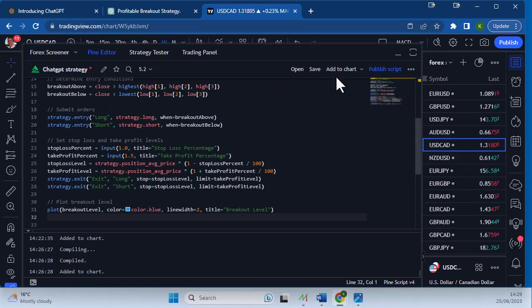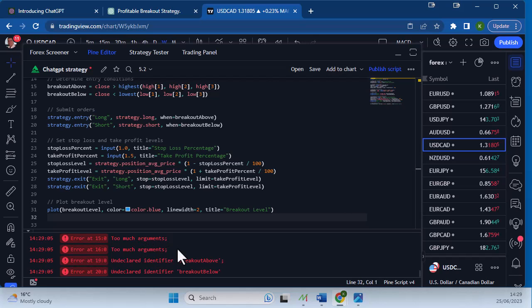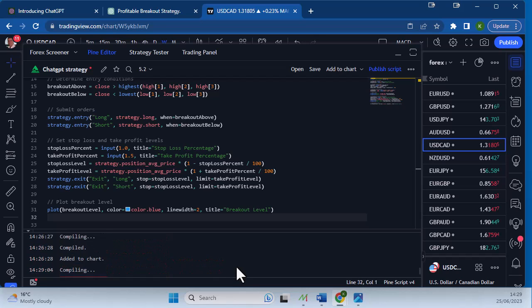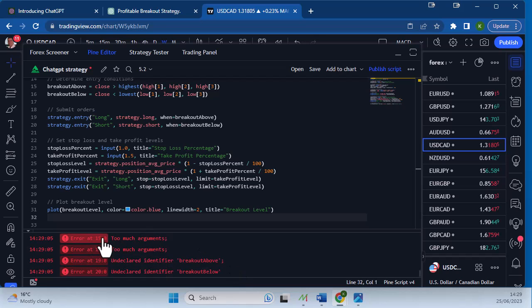Just overlay that, add it to the chart. There you go. Too many arguments. I know what that sounds like. Okay, so I'm not going to go back, but well, you can. There's just too many arguments. Not very good English on this, is it? I'm just going to copy that, come here, there we go. Copy that, and ask it to adjust it.